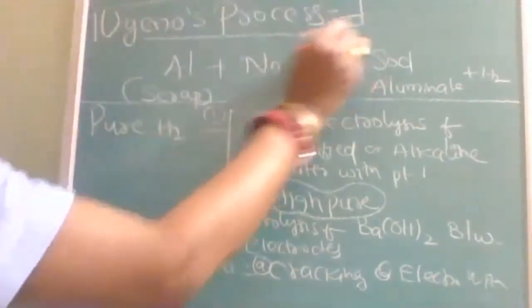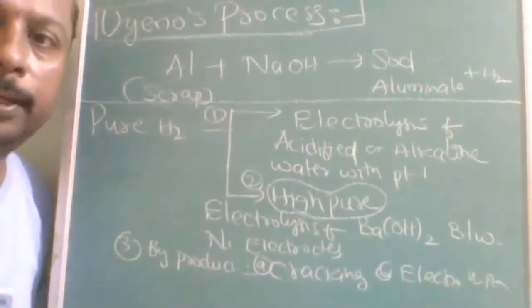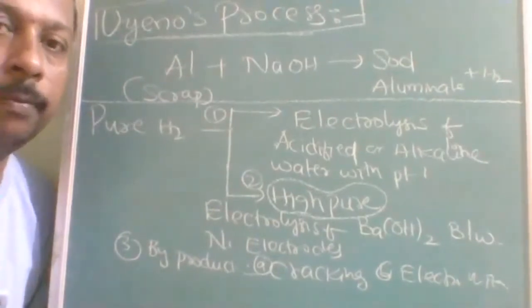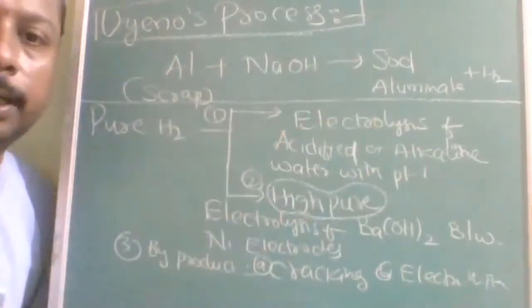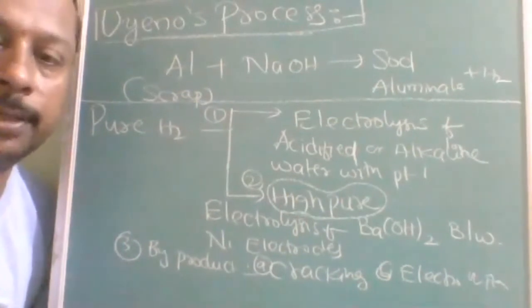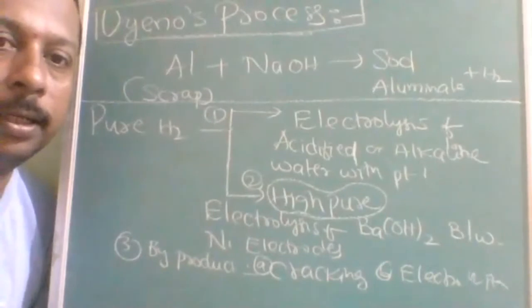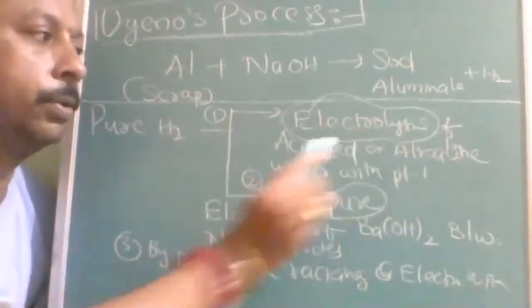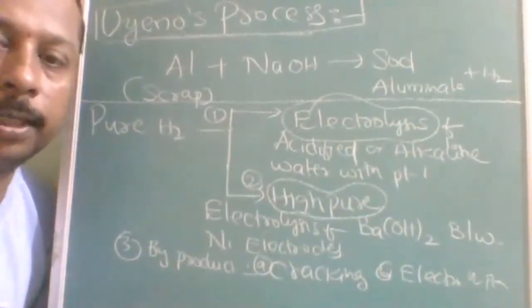The UNO process is simply scrap aluminium, whichever aluminium articles we have used and are throwing away. That scrap aluminium, when treated with alkali, is converted into sodium aluminate and hydrogen is liberated. Okay, these are all the manufacturing methods. But if you want some quantity, but pure, then the best, economical method is electrolysis of water. H2O on electrolysis gives H2 plus O2.